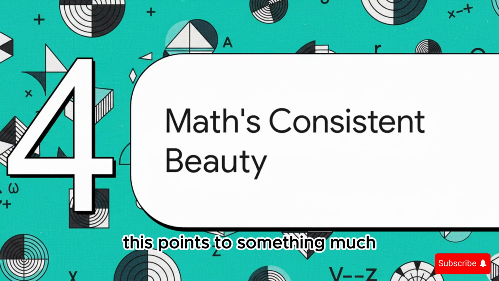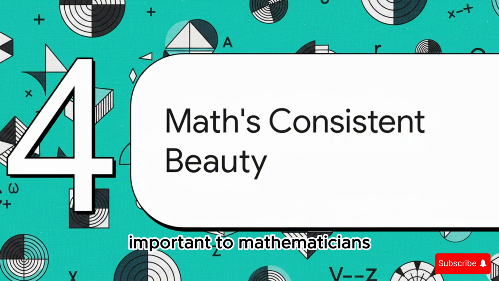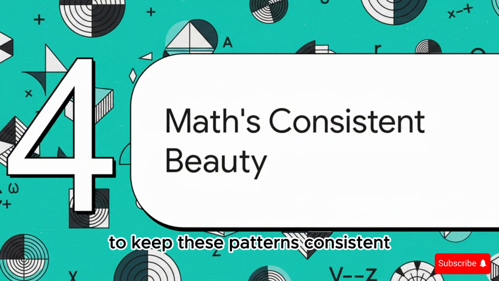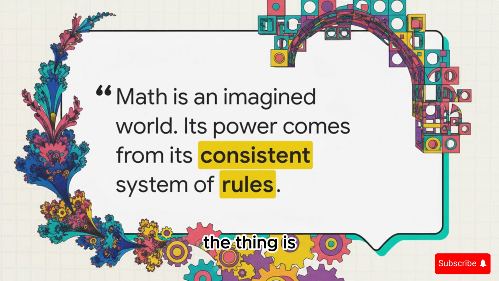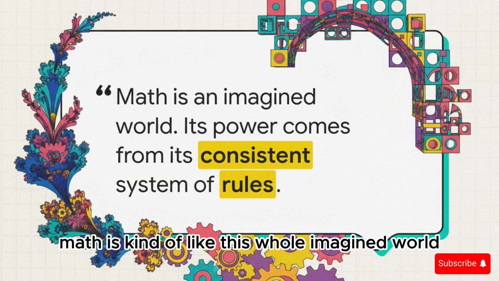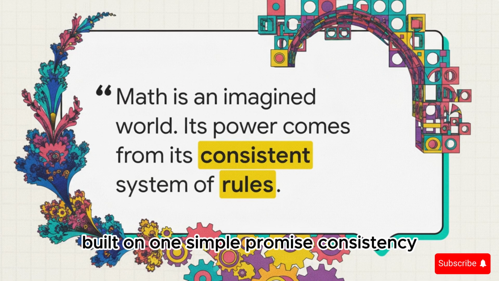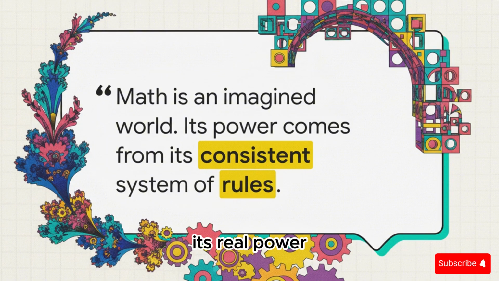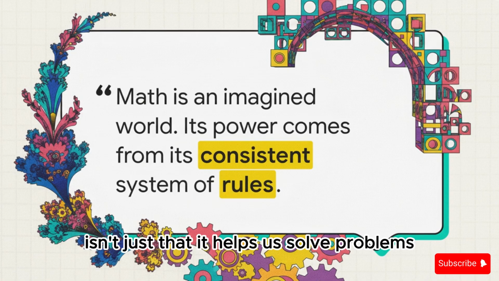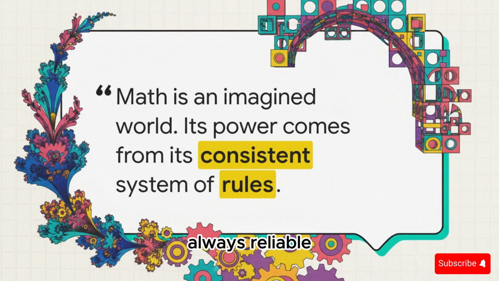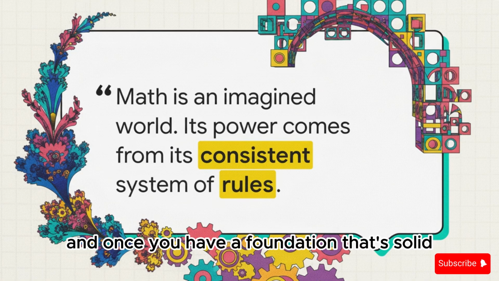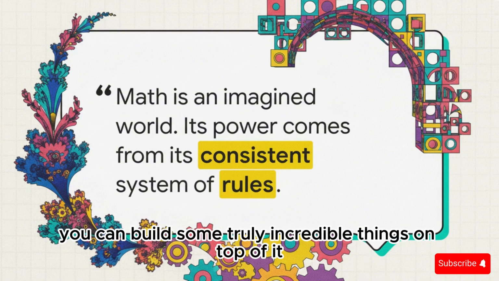This points to something much, much bigger. Why is it so important to mathematicians to keep these patterns consistent in the first place? The thing is, math is kind of like this whole imagined world, built on one simple promise: consistency. Its real power isn't just that it helps us solve problems, but that its rules are always, always reliable. And once you have a foundation that solid, you can build some truly incredible things on top of it.